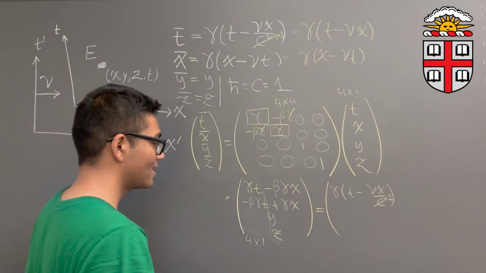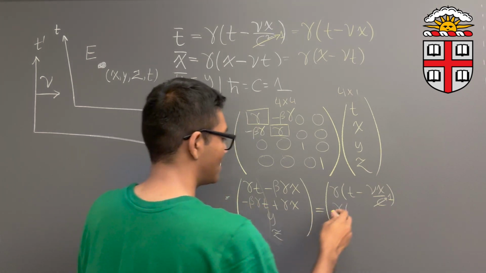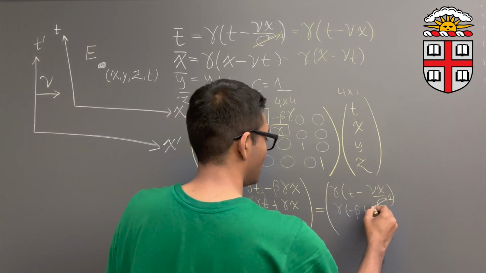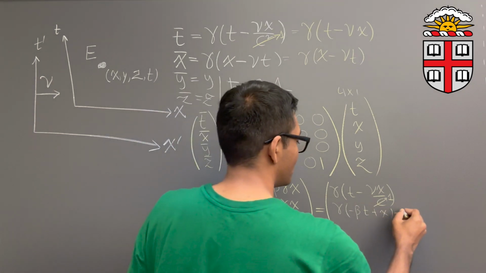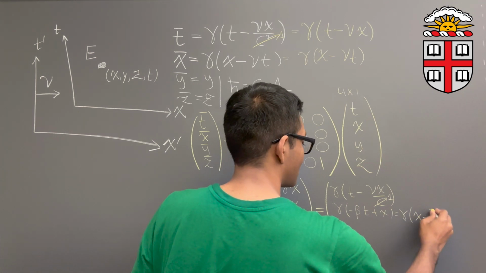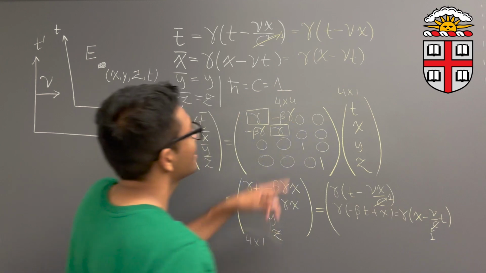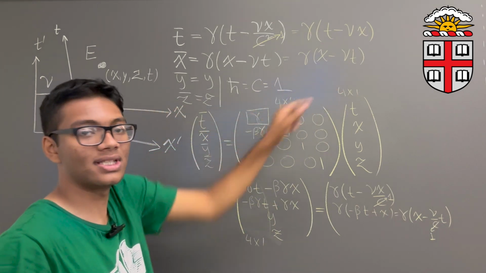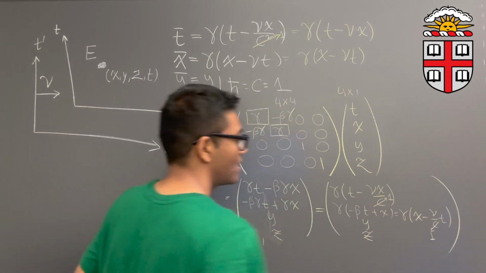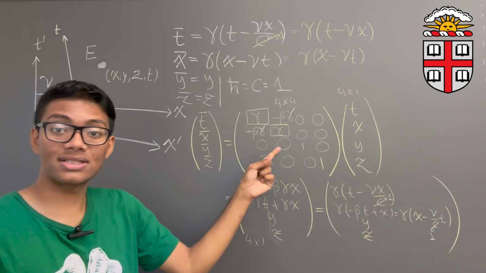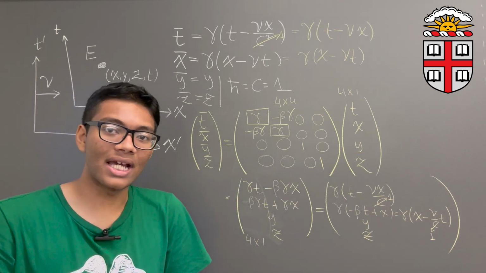Likewise, let's check the second element here. Factoring out the gamma, we've got minus beta t plus x. That might seem strange, but that's actually just gamma times (x minus v over c times t), where c is 1 because of natural units, and indeed we have gamma times (x minus vt) here. And finally, y and z remain unchanged. So you can see that this matrix does indeed reproduce the Lorentz transformations. We have succeeded on that front.